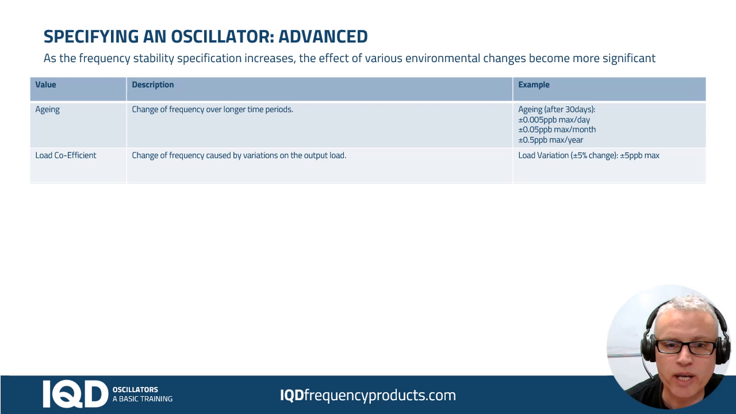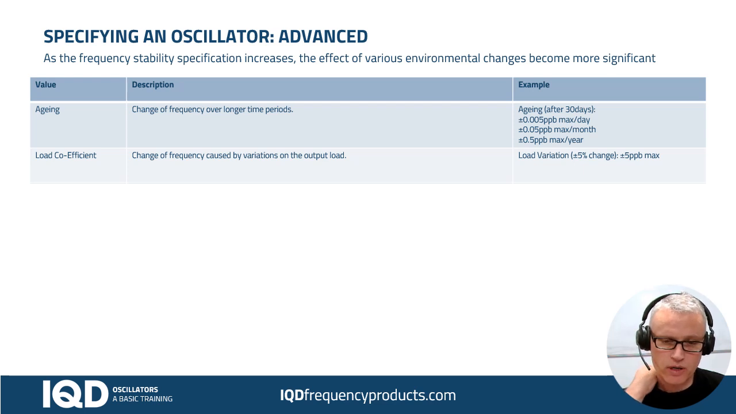On from that, we have load coefficient. This is a measure of the effect of the load of the output on the frequency of the oscillator. So a standard oscillator circuit is trying to drive some input buffers. The output from us is driving some inputs from you.